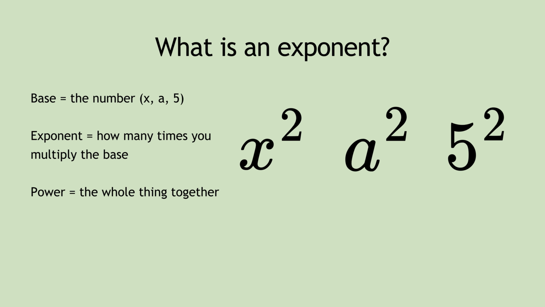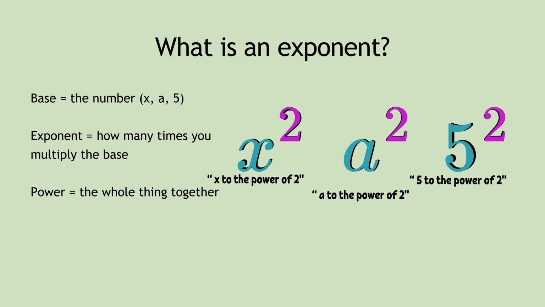First, what is an exponent? Most people look at these examples and say all of these are exponents, but that's not exactly correct. We have the base. The base is the number. It can either be a variable or actual number. So here we have x, a, and 5 as our bases. Then we have the exponent. The exponent is a small number at the top right of the base, and it tells you how many times you multiply the base. And altogether, it's called a power. So for example, the first one is x to the power of 2, a to the power of 2, and then we have 5 to the power of 2.